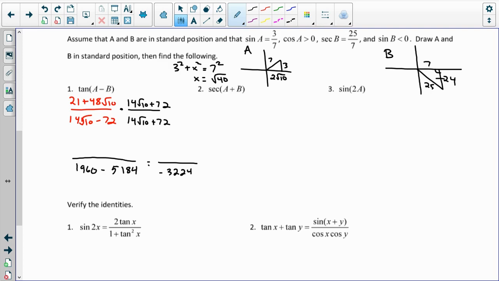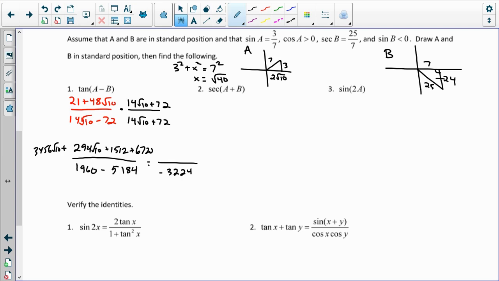Then the numerator becomes 21 times 14 root 10. So that's 294 root 10. 21 times 72 is 1512. 48 root 10 times 72, that's not very fun. 3456 root 10, and then 48 root 10 times 14 root 10 becomes 672 times 10, which is 6720.